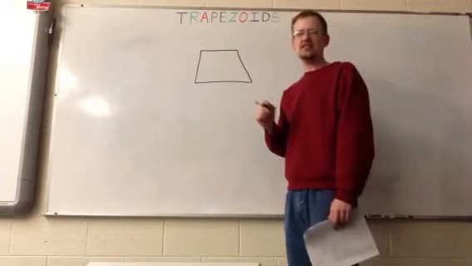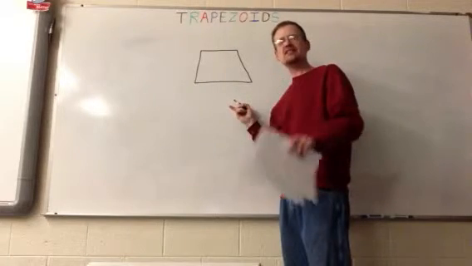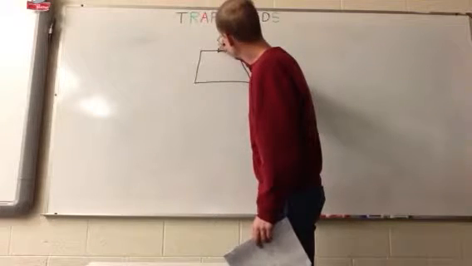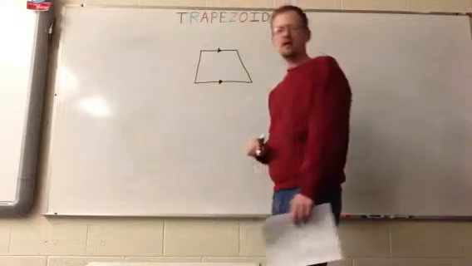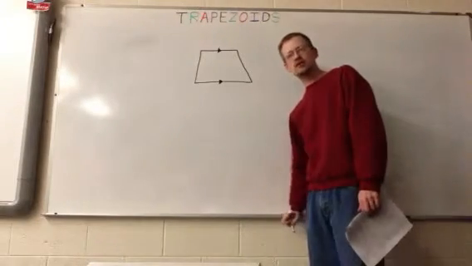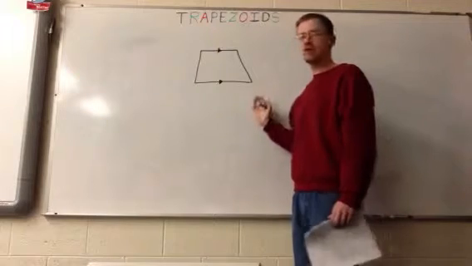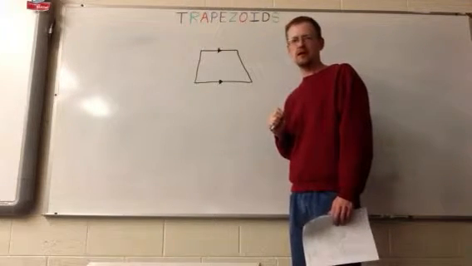A trapezoid is a quadrilateral, 4 sides, with exactly one set of parallel sides. Okay? We've got a parallel side there and a parallel side there. You can use the first box on your notes for this. So again, the definition: a quadrilateral, 4 sides, with one set of parallel lines.